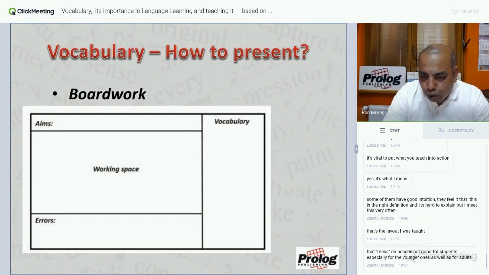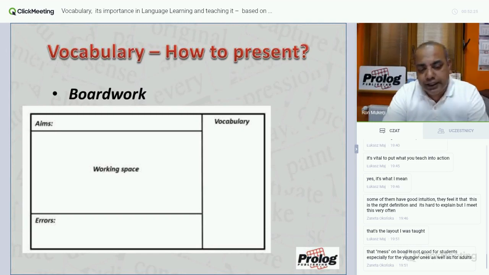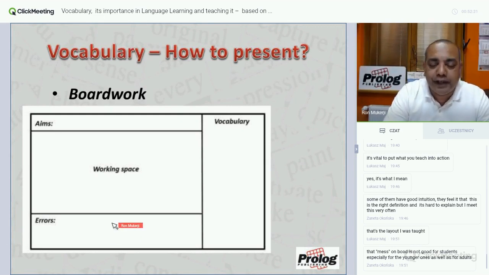But an important point here is when you put errors, make sure you cross them out. Because a lot of students will think, oh, okay, it's some part of grammar or some part of language. If you don't cross it out, they might think it is correct. And that could be very confusing later. So you need to be careful about that.